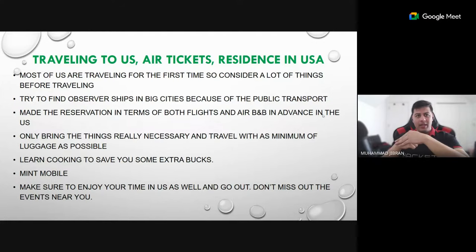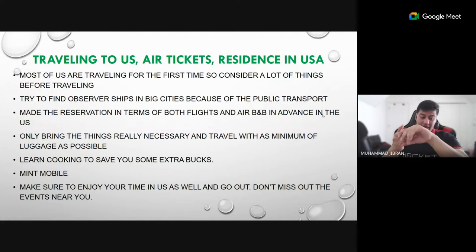And everything else, you can get at the Airbnb. They have tent sales, they have the stores, they have kind of everything there. And the stuff you can buy from Walmart is not that expensive. It's within the limits. So you can buy the stuff from here.